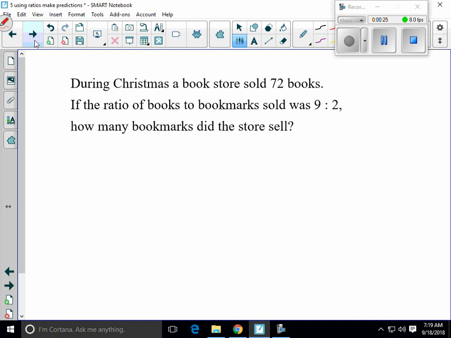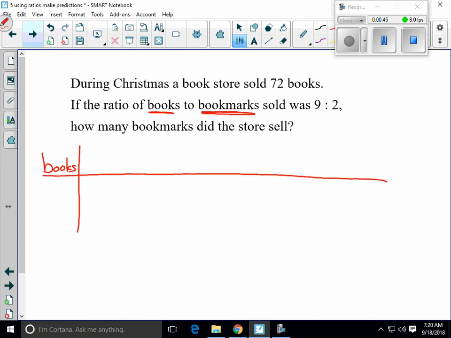It says, during Christmas, a bookstore sold 72 books. If the ratio of books to bookmarks sold was 9:2, how many bookmarks did the store sell? Okay, so to give us this relationship, books to bookmarks. Okay, so I'm going to make a table with that relationship. Books to bookmarks. Okay, books is mentioned first, and the number 9 is mentioned first. So the 9 corresponds with the books, and the 2 corresponds with the bookmarks. Okay, and what it means is for every 9 books they sell, they also sell 2 bookmarks.